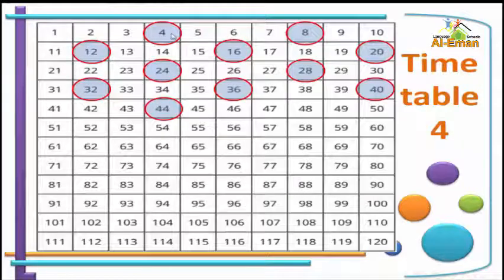4 times 1 equal 4, 4 times 2 equal 8, 4 times 3 equal 12, 4 times 4 equal 16, 4 times 5 equal 20, 4 times 6 equal 24, 4 times 7 equal 28, 4 times 8 equal 32, 4 times 9 equal 36, 4 times 10 equal 40, 4 times 11 equal 44, and so on.